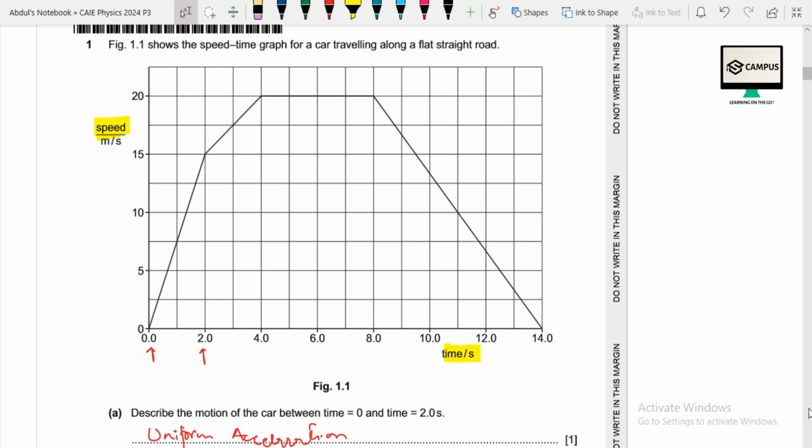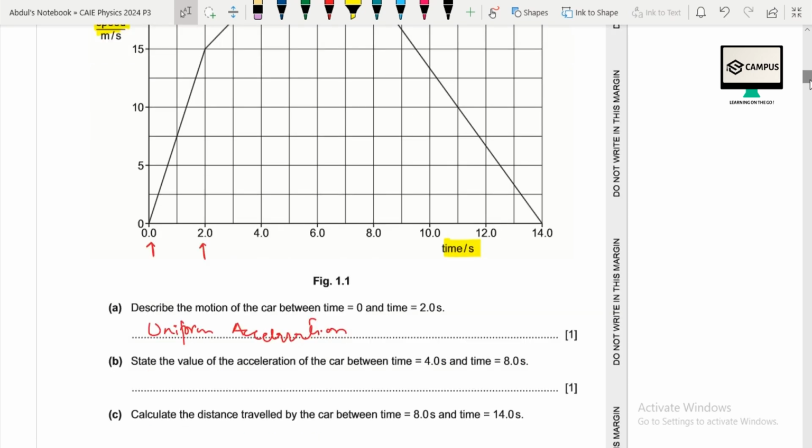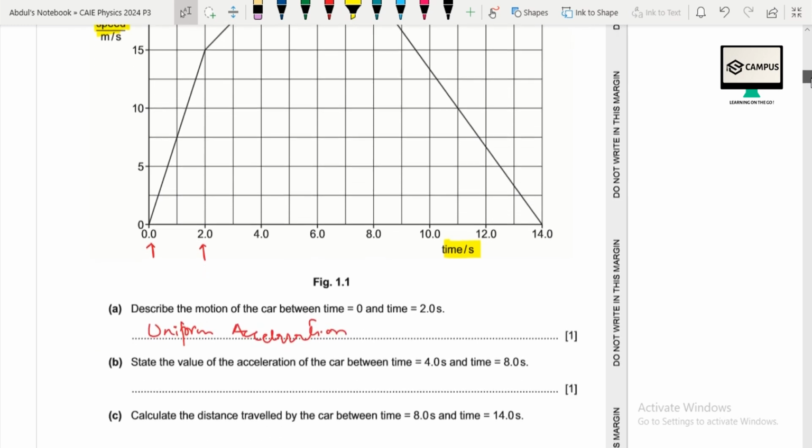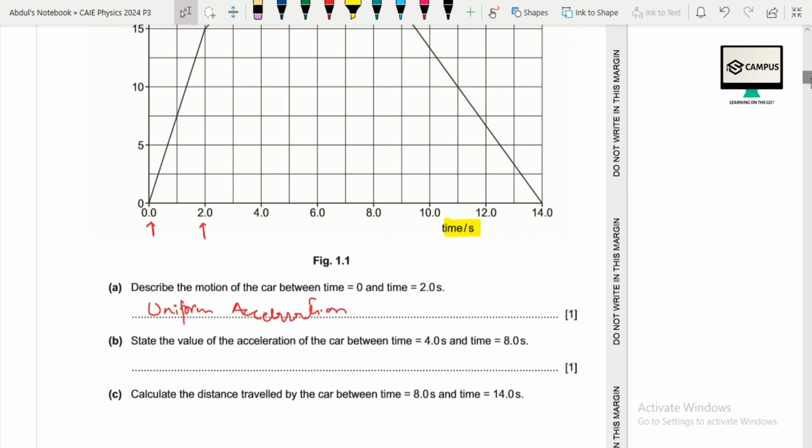Moving down, we have to state the value of acceleration of the car between time 4 second and 8 second. All right, so between 4 second and 8 second, we see that the speed of the car is constant, or the car is moving with a constant velocity. Now, since the rate of change of velocity or the rate of change of speed is zero, then we can say that the object is moving with zero acceleration.